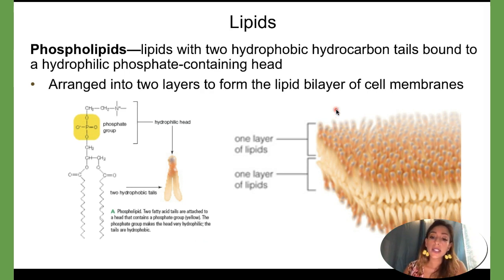This part is facing the outside of the cell, this part would be facing the inside of the cell. These are the aqueous areas, the areas that would be wet. That's why they're facing this way and this way. The tails don't want to touch that. That's why they're facing each other, okay? They're arranged in two layers to form the lipid bilayer of cell membranes. So hydrophobic tails and hydrophilic phosphate heads. Hydrophilic means they are water-loving. Hydrophilic heads are facing water, okay?